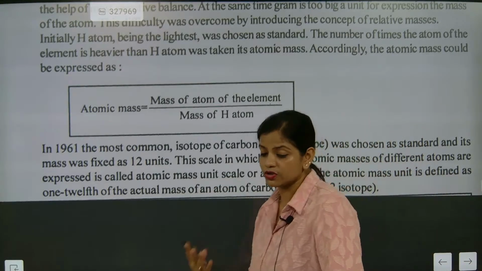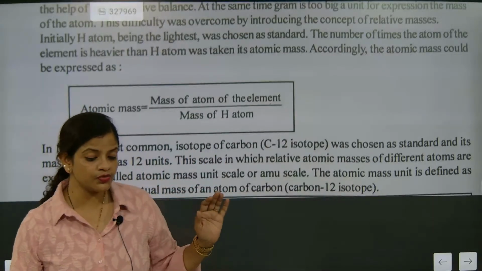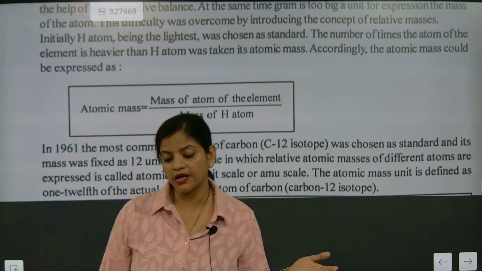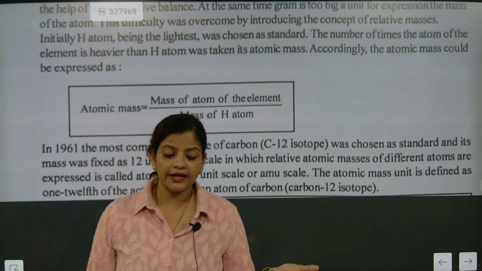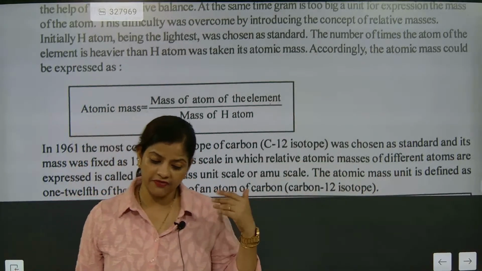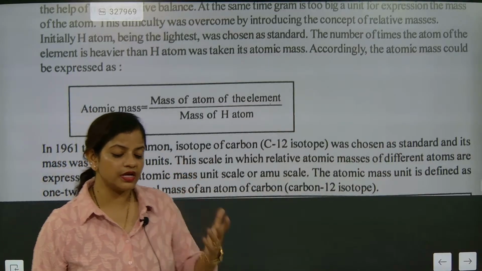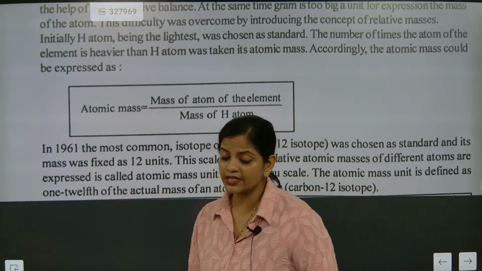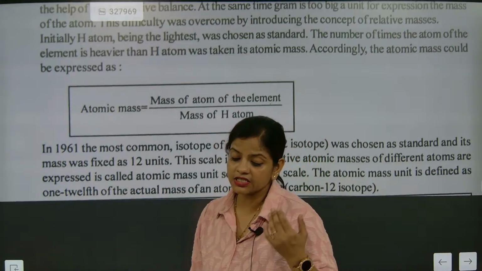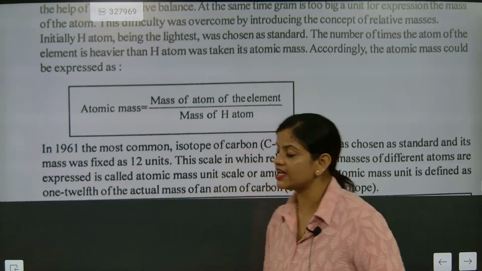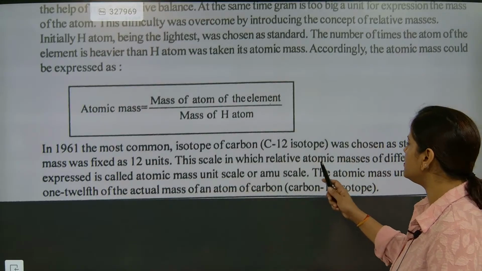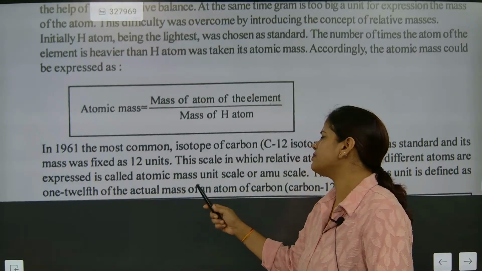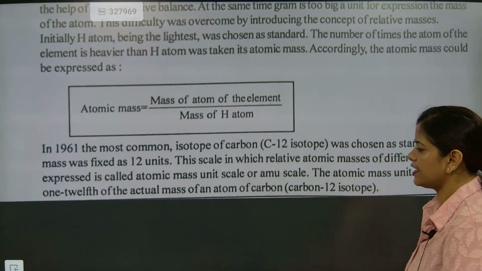Hydrogen has isotopes, and it has a dual character: it can be electropositive or electronegative. Many features of hydrogen made it unsuitable as a standard. So they took one isotope of carbon and fixed its mass as 12 units. The scale in which the relative atomic masses of different atoms are expressed is called the atomic mass unit scale, or AMU scale. Understood?